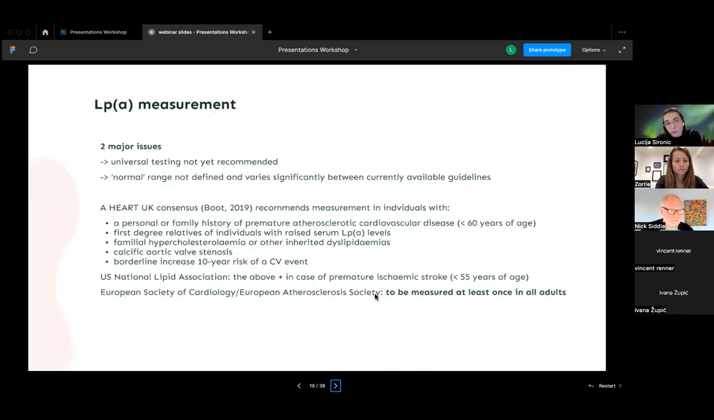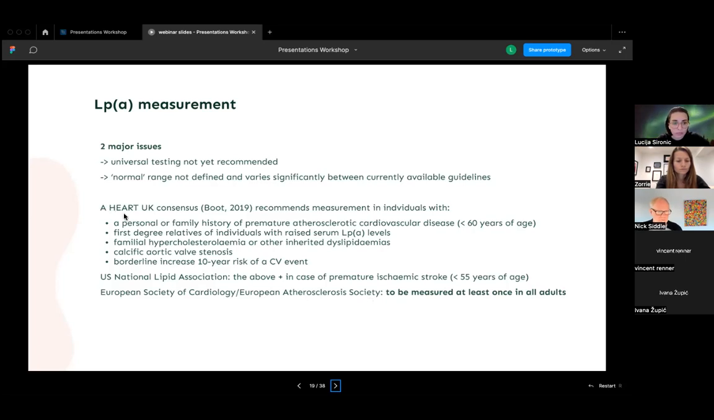The thing about lipoprotein A, and the reason that it's probably not been as popular so far, is that there are no guidelines that recommend universal testing. And the other thing is that defining what the normal range for this marker would be is difficult. There seem to be quite big differences between different ethnicities, and even current normal ranges vary a lot between currently available guidelines.